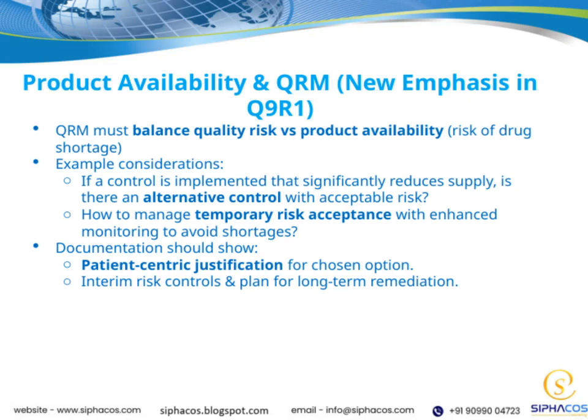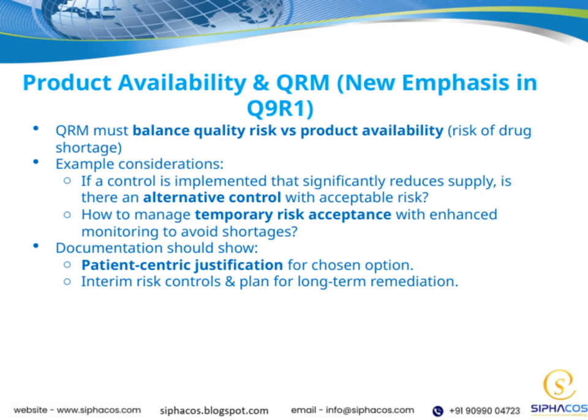Let's delve into the importance of balancing quality risk against product availability in our QRM processes. It's essential to recognize that while implementing controls can reduce risks, they can also impact supply, potentially leading to drug shortages. So, we need to carefully consider whether an alternative control exists that maintains an acceptable risk level without compromising supply. Another key point is managing temporary risk acceptance. Sometimes, we might need to accept a certain level of risk temporarily, but this should be coupled with enhanced monitoring to ensure that any issues are quickly identified and addressed, helping us avoid shortages.